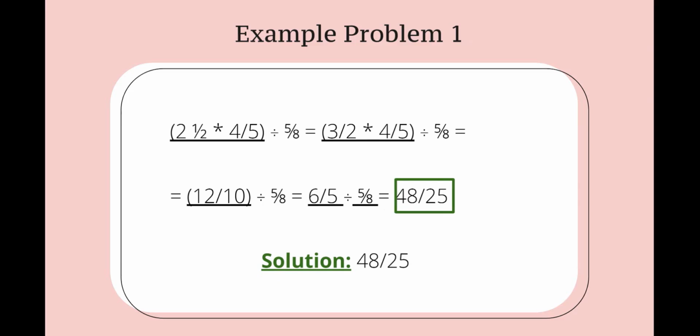First, we solve what's inside the brackets, which is underlined. 2 1/2 is equal to 3 halves, so we get that the expression in brackets is 3 halves times 4/5. We then simplify that to 12/10, which we can reduce to 6/5. Now we have to solve the underlined part using division and BODMAS. This equation is 6/5 divided by 5/8, which is equal to 48/25, our solution.